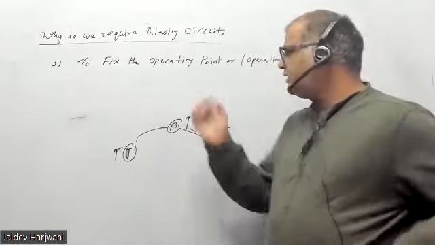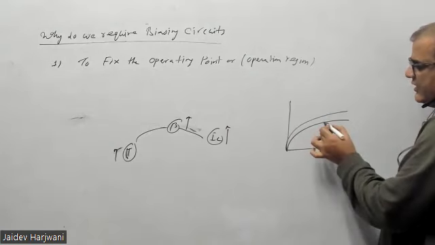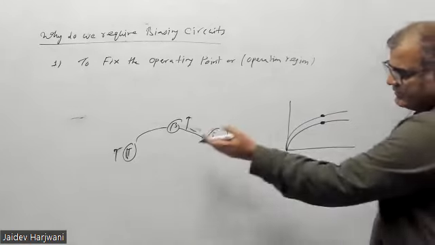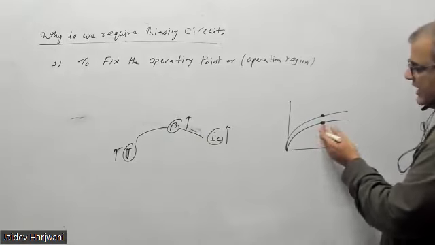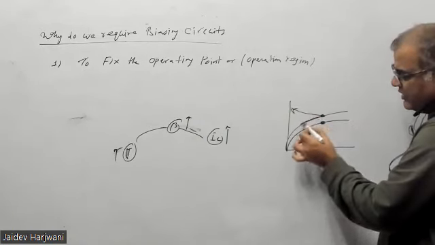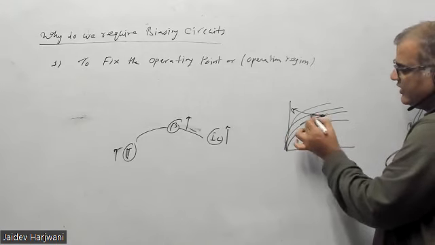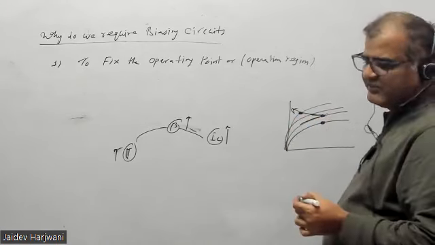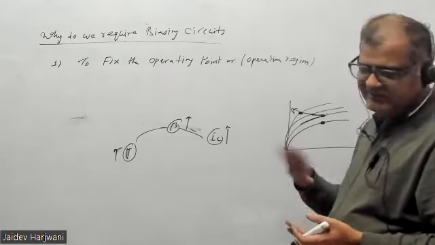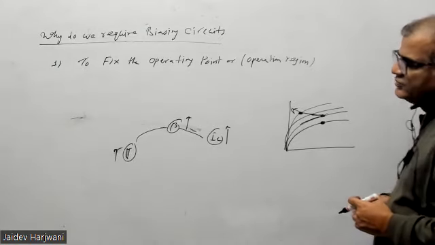You want to keep the point somewhere here. You applied biasing in such a way that the point should be here. But because of the experimental temperature factor, IC may increase and it may go to the saturation region. Slowly IC may increase and it can shift here, and then shift here. So the transistor may go into saturation. Or sometimes if IC decreases, it may go into the cutoff region also. So biasing is required.